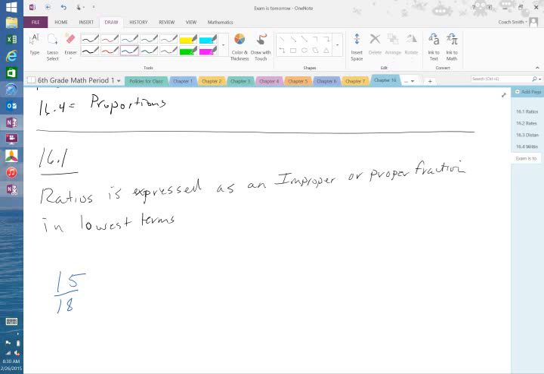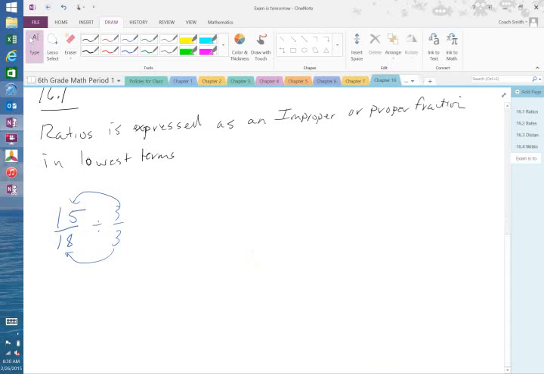Okay, so we take 3 and divide it into the top and bottom. 3 into 15, 3 into 18. 3 goes into 15 5 times. 3 goes into 18 6 times. And so your answer is 5 over 6. Okay, well, that's fairly easy. It's already a fraction. Didn't really have to do a whole lot.